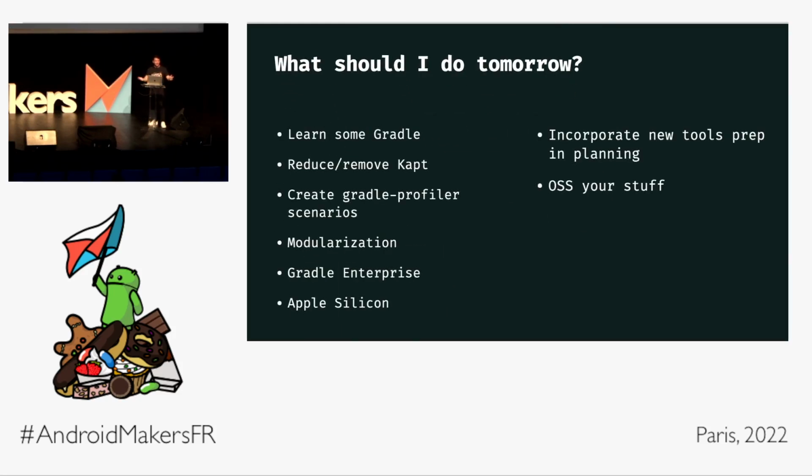Learn some Gradle. Hopefully you've learned a little bit today, but it's one of those things where 20% of the work gets you 80% of the way there for being able to unblock yourself when you run into issues. Try to reduce and remove the kapt footprint where you can in your build. Create some Gradle profiler scenarios to keep track of things over time. Modularize. Use Gradle Enterprise. Get on Apple Silicon if you use Macs at work.